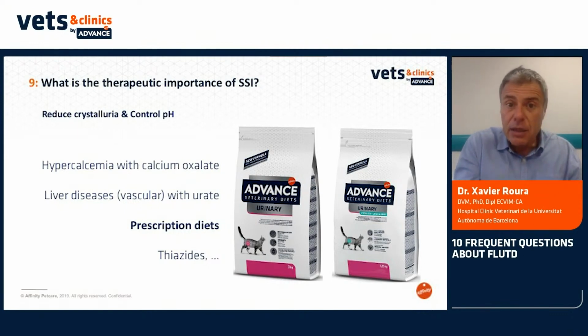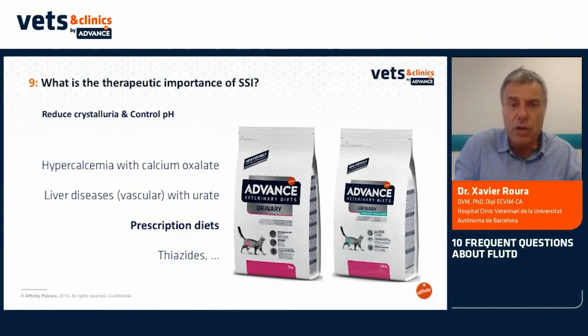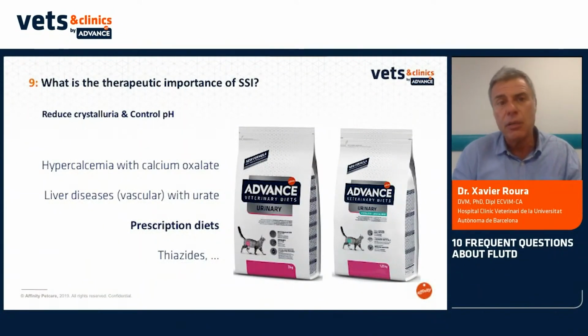So the diet can reduce these changes and improve the reduction of crystalluria, control of the pH, and reduction of the urinary specific gravity. This kind of prescription diet could also be associated with the use of other drugs, or other treatments, in order to decrease the crystalluria. But prescription diets could be the most important tool in order to treat urolithiasis or prevent urolithiasis.